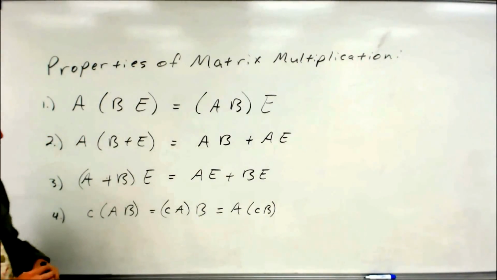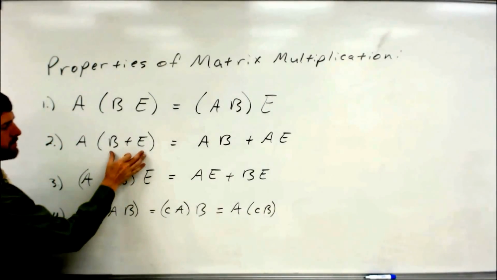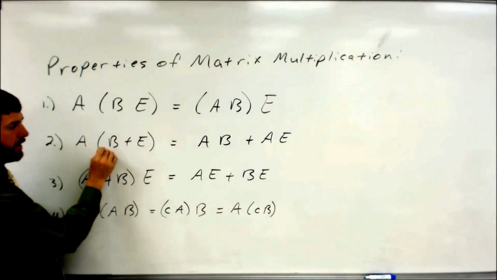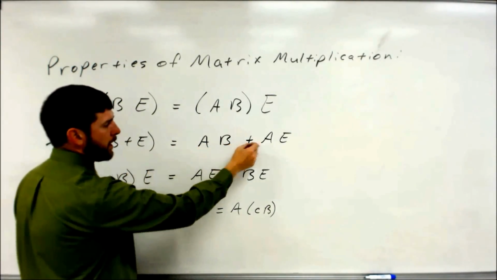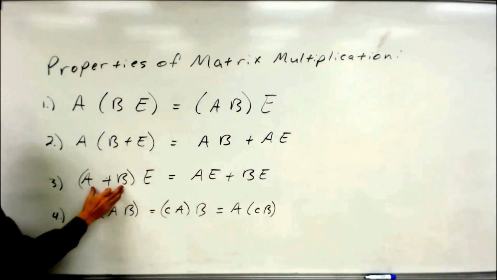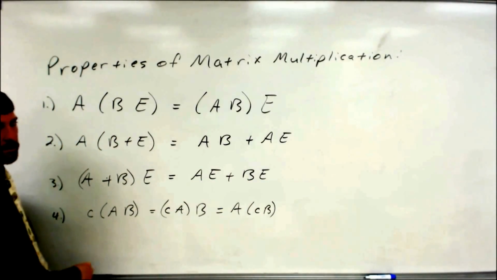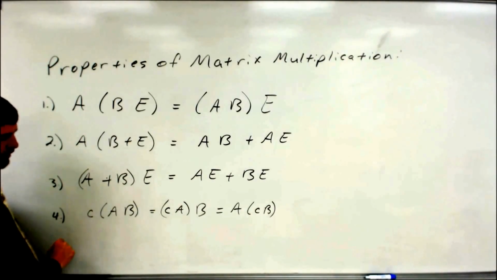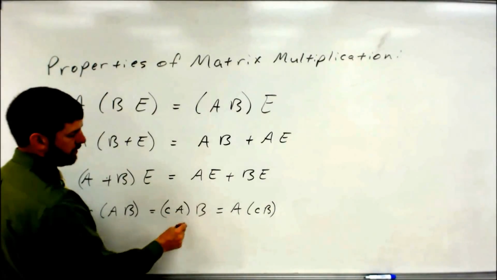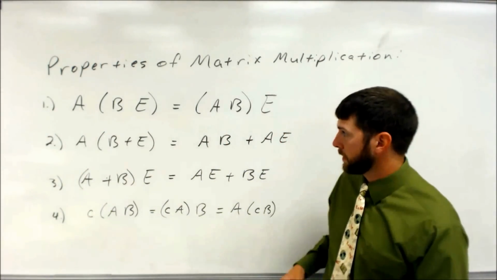Distributive, we can also distribute. Remember, the order is very important. So if A is first here, it's got to be first in each of those. Now the reason here is B plus E is the same thing as both B and E. So if A can multiply by the sum of these two, it can multiply by each one of those. Again, same thing here. If E can be multiplied after the sum of these, it can be multiplied after each one of those. And then a scalar, we can group a scalar with any one of them. You can do the scalar times the product or the product of the scalar and one of the others. So those are properties of matrix multiplication.